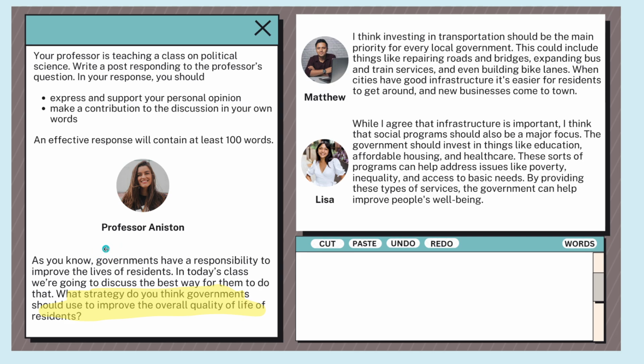So it goes like this. As you know, governments have a responsibility to improve the lives of residents. In today's class, we're going to discuss the best way for them to do that. That's sort of the background information, right? And then highlighted here is the question. What strategy do you think governments should use to improve the overall quality of life of residents? See how that's a little bit different?